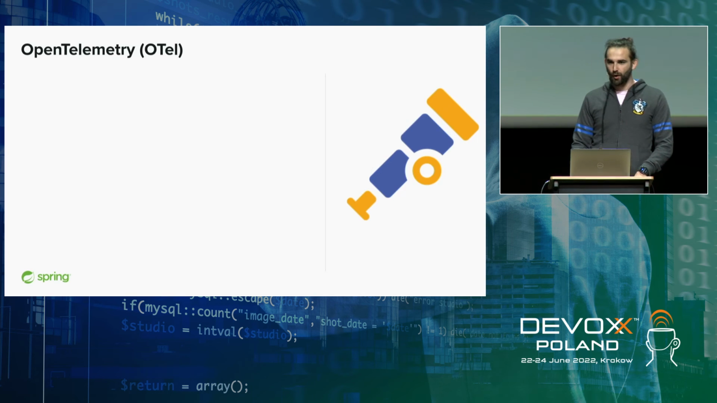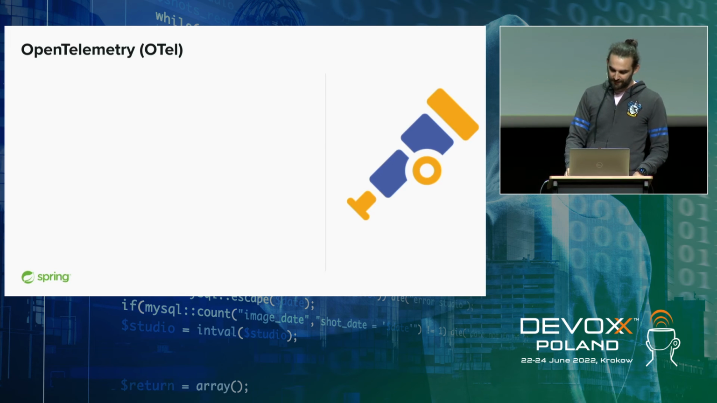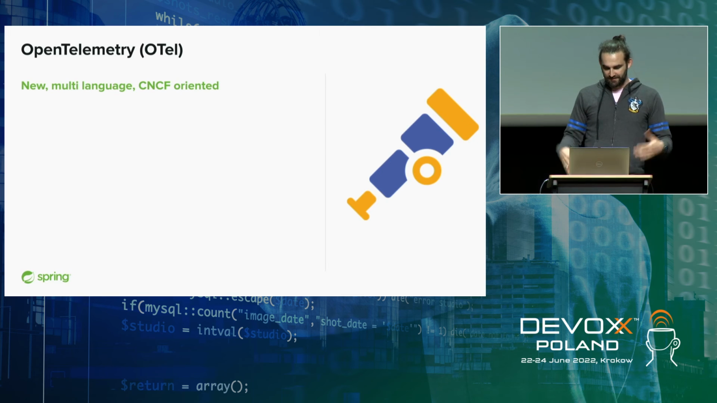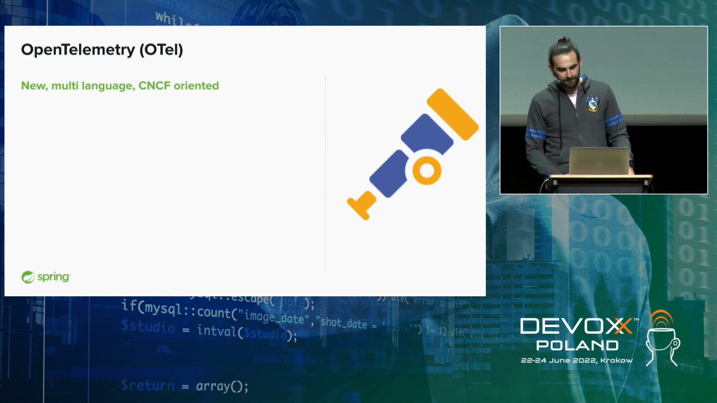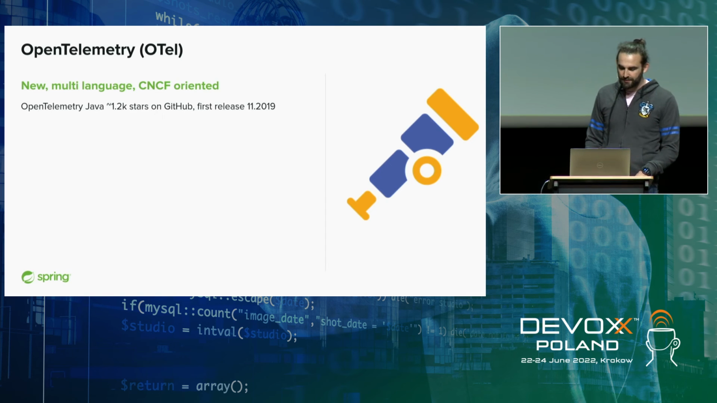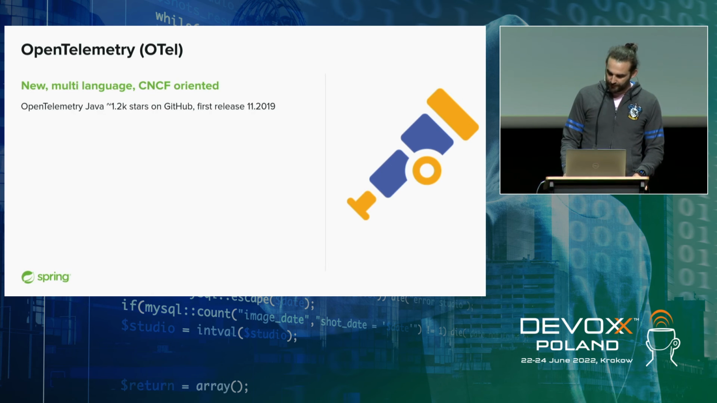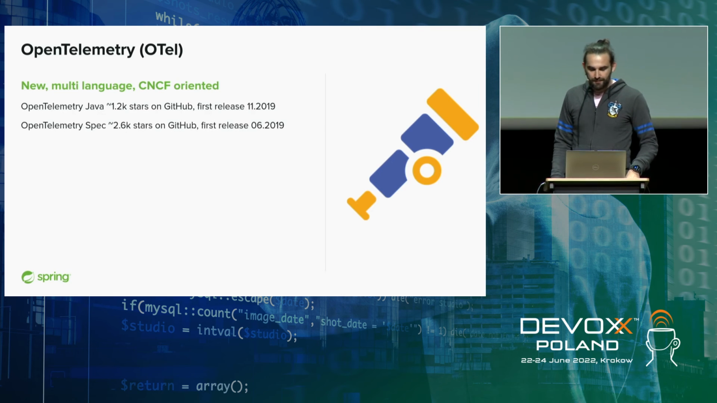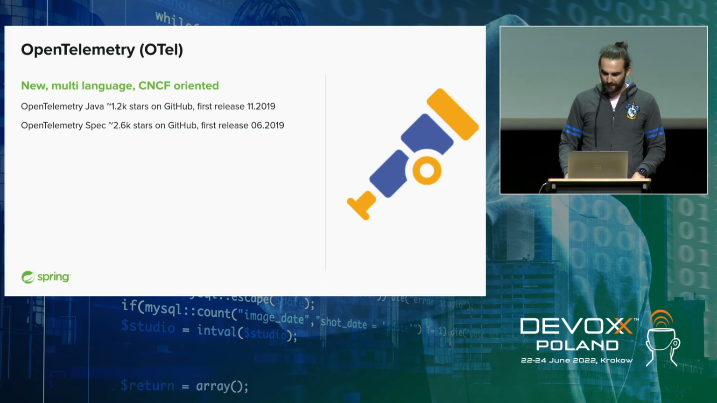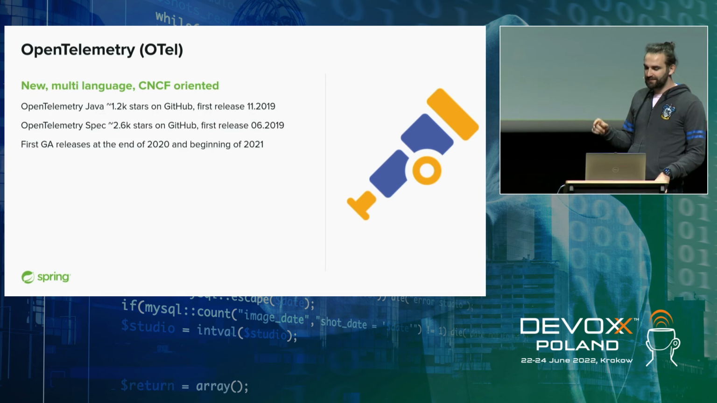Now, OpenTelemetry, OTel, because OpenTracing is OT, so they had to do something new, OTel. It's new, has support for multiple languages, and is CNCF oriented, so Cloud Native Computing Foundation oriented. Now, OpenTelemetry Java has 1,200 stars on GitHub, first release in November 2019. Any milestone, I'm talking about the first milestone. The OpenTelemetry specification has 2,600 stars, the first release being in June 2019. First GAs happened in 2020 and the beginning of 2021.